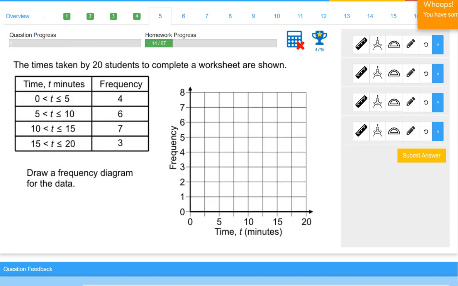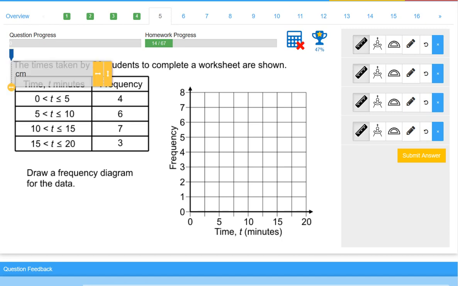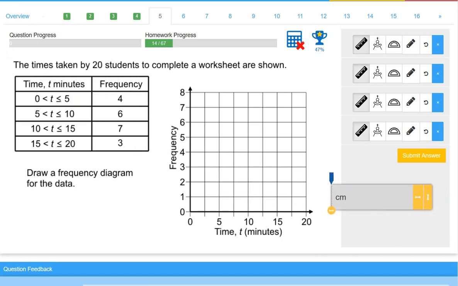Question 5. Here I'm told to draw a frequency diagram for the data. Well, to do that, I'm going to be using my ruler. So here's my ruler over here. And I want to draw some rectangles. It's a frequency diagram. So I know that from 0 up to 5, let's use this one here to show me. From 0 up to 5, we're going to have a box that looks like that.